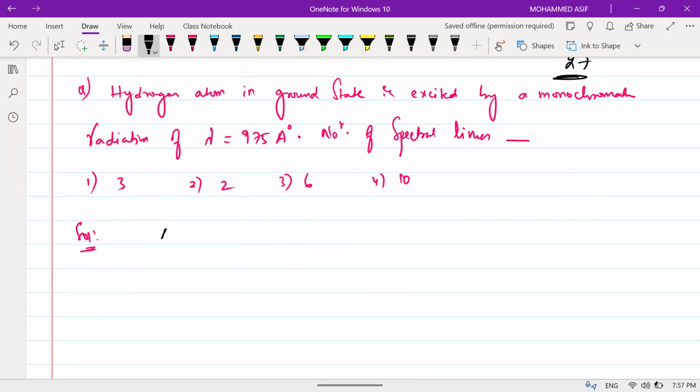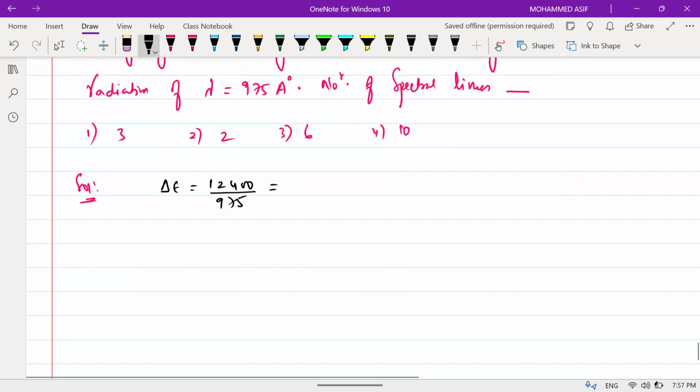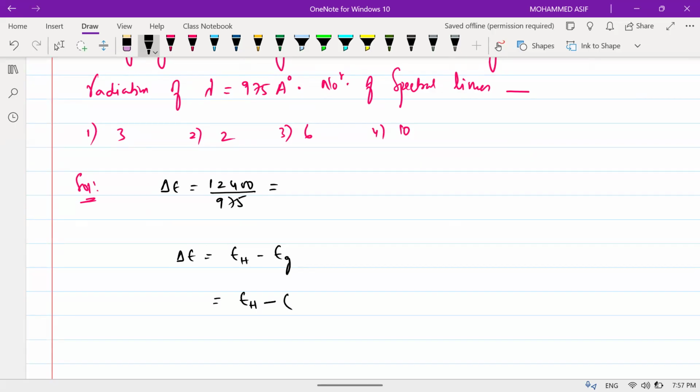When the wavelength is given, the energy of radiation will be equal to 12400 divided by wavelength. Wavelength is 975. See how much I'm getting. 12400 divided by 975 will give me the energy. And we know the energy of radiation delta E is equal to the energy in the higher state minus the energy in the ground state. So the energy in the higher state we need to calculate. The energy in the ground state we already know: minus 13.6 electron volt.